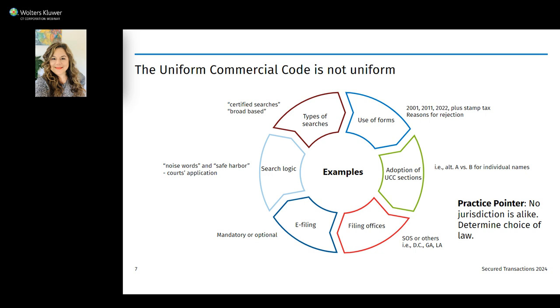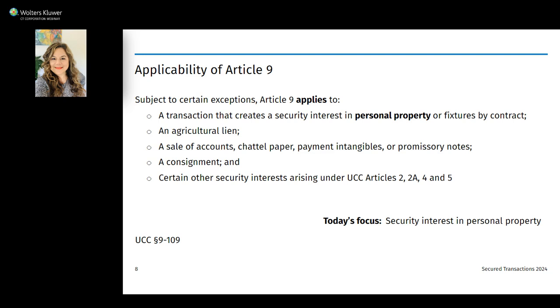The types of searches vary by jurisdiction as well. Some jurisdictions only provide for certified searches, which means you have to use the exact name of the debtor in order to search. And other jurisdictions, like California, allow for a broad-based search, which means that you may end up with a lot of different output, a lot of different UCCs that may not be relevant to your particular deal, but it's a good way to get a bigger picture and hopefully pick up some of those liens that you may not have picked up on in a certified search. And I will also say that a certified search is sort of analogous to what I would call an Article 9 compliant search. More on that a little later as well.